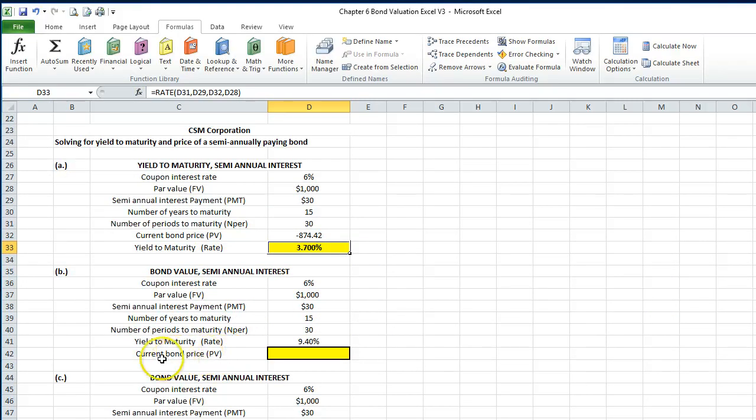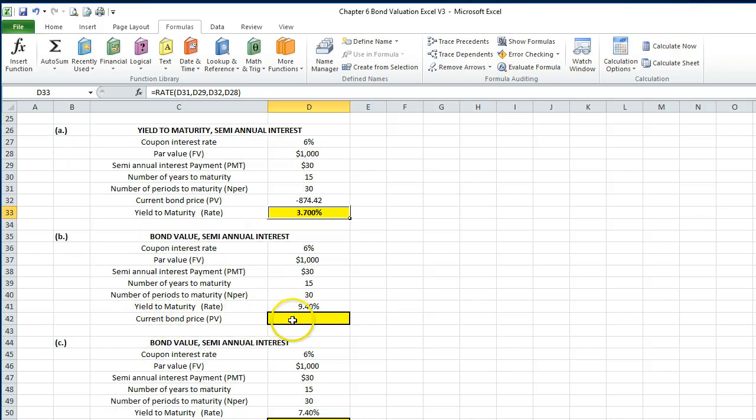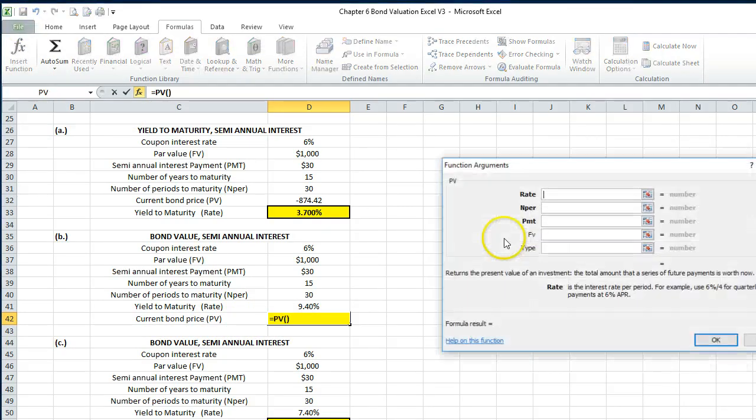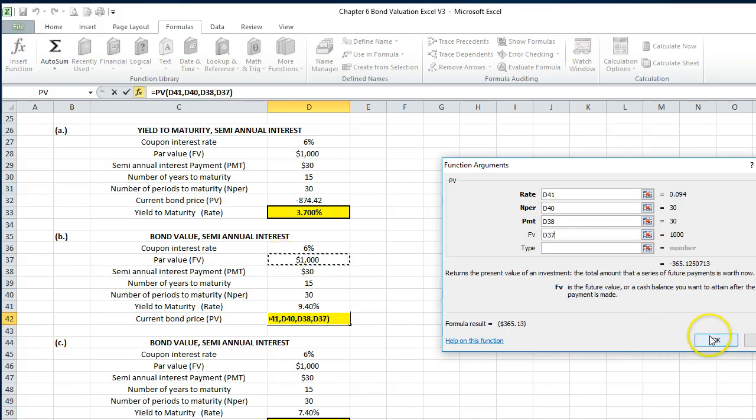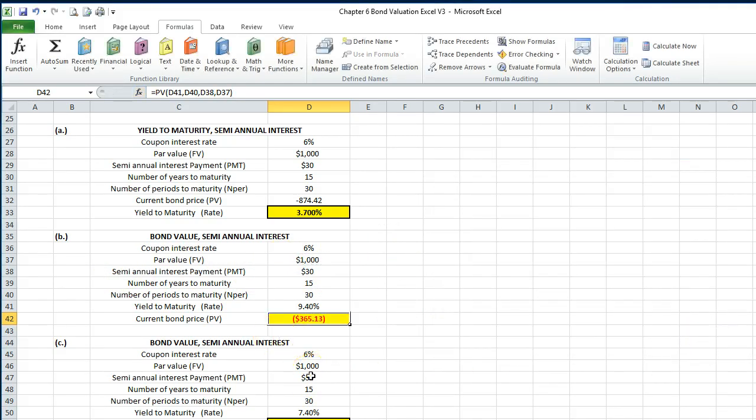And now the second type of problem here is to calculate the bond value. Calculating bond value is calculating present value like we saw before. So I'm going to use present value to calculate. In this case, we're going to use the yield to maturity as our rate. NPER is the number of periods to maturity, which is 30, which is 15 times 2. Payment is our semi-annual interest payment, and our future value is our par value. And then this will calculate our current bond value.